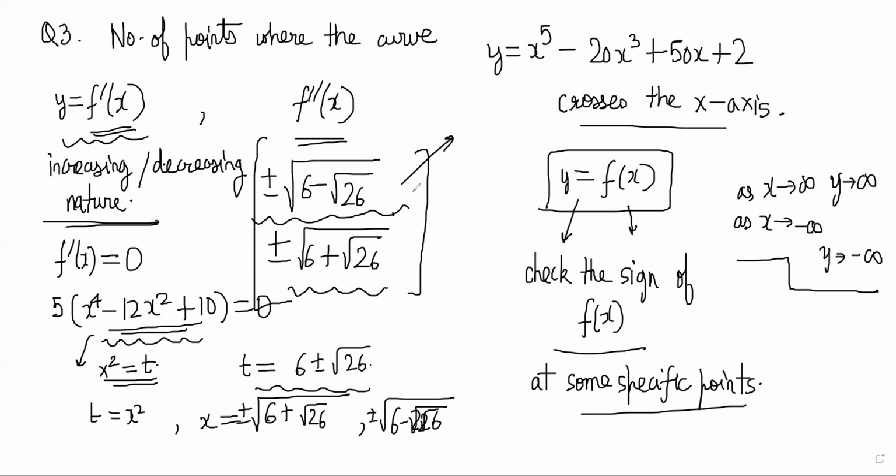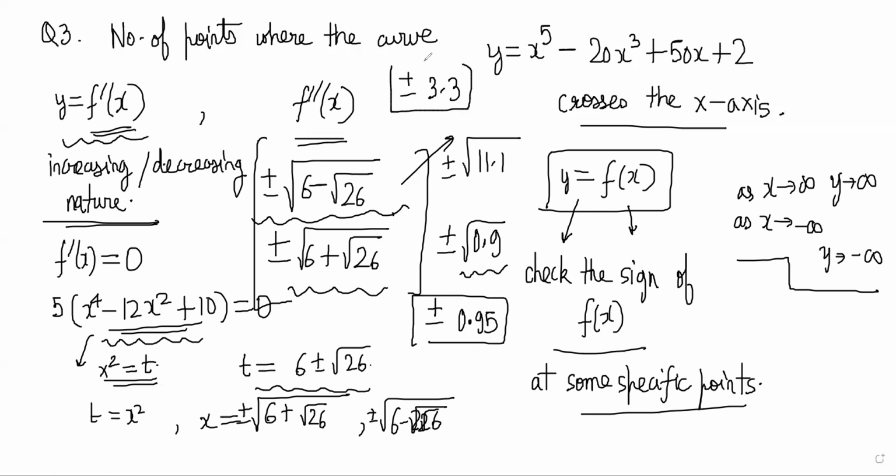So what is the purpose of finding this? The purpose is critical values are telling us that your values are root over 11.1 plus minus and plus minus root over 0.9 roughly. I'm doing a rough calculation here. So this will be plus minus 3.3 and this will be plus minus 0.9 something, maybe 95. All of these are rough calculations. These are 2 critical points. These are 2 critical points, right?